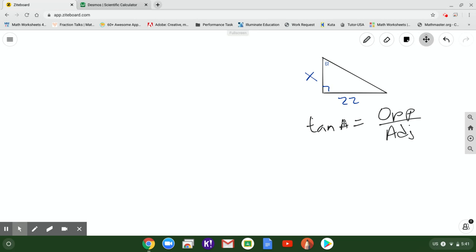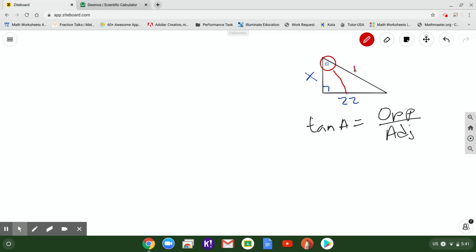Do we have an angle? Do we have an opposite leg? Do we have an adjacent leg? So looking at this right here, let me go ahead and get the circle tool. Here is my angle. Okay, and then looking at these two, this right here is across from it because this right here is the hypotenuse.